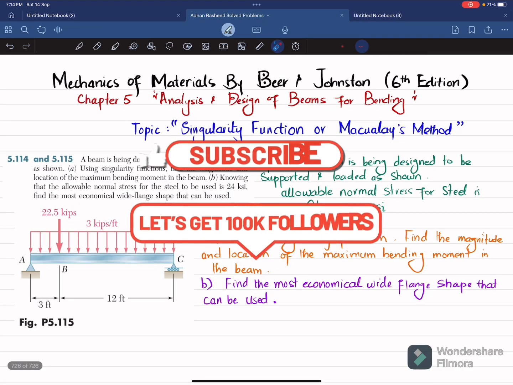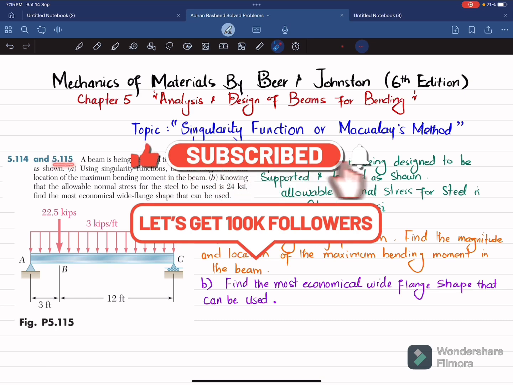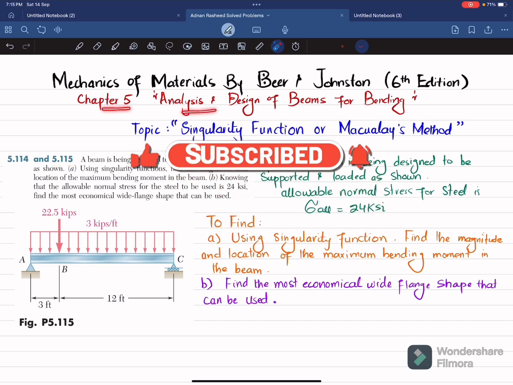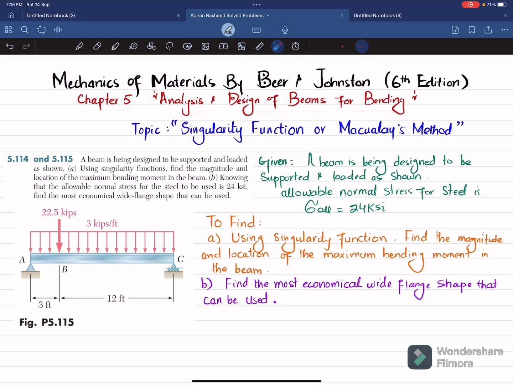Welcome back. Problem 5.115. This problem is taken from chapter number 5, Analysis and Design of Beams for Bending, and the book name is Mechanics of Materials by Beer and Johnson, 6th edition. And the topic that we are covering is singularity functions, also known as Macaulay's method. So the statement is: a beam is being designed to be supported and loaded as shown. Using singularity functions, find the magnitude and location of maximum bending moment in the beam. And in part B, knowing that the allowable normal stress for the steel to be used is 24 ksi, find the most economical wide flange shape that can be used.